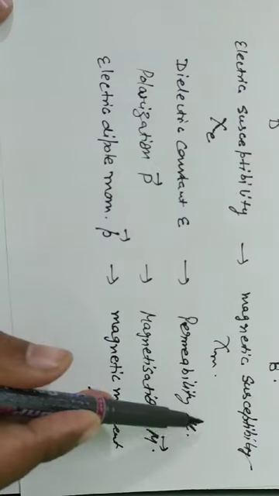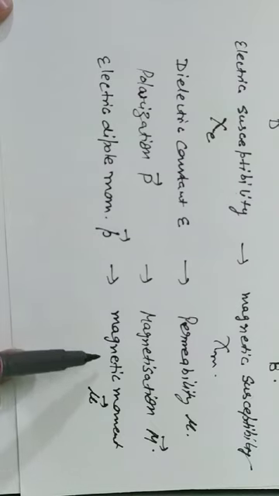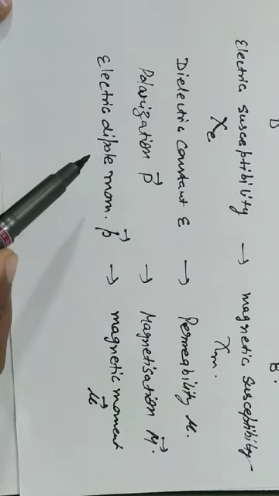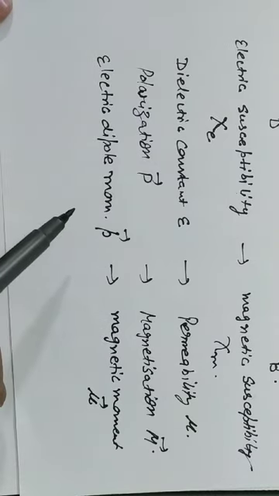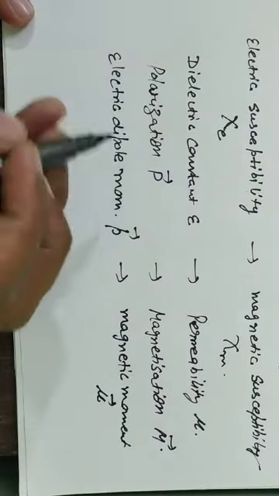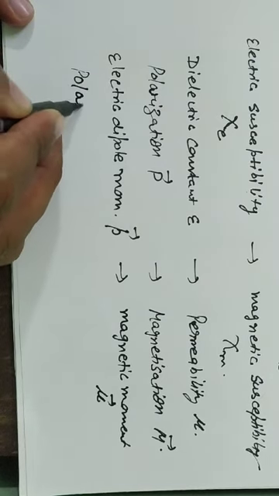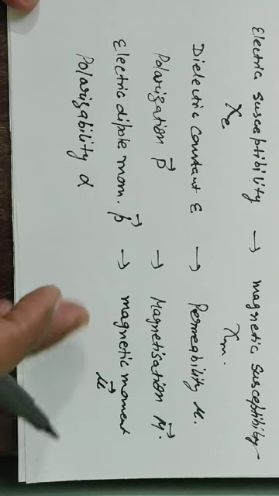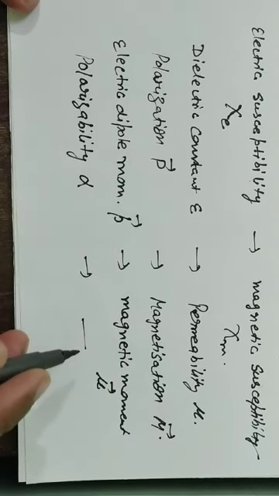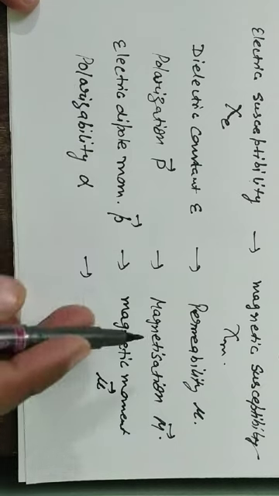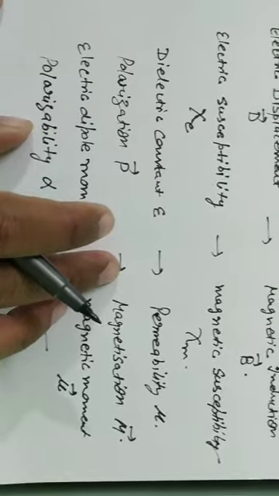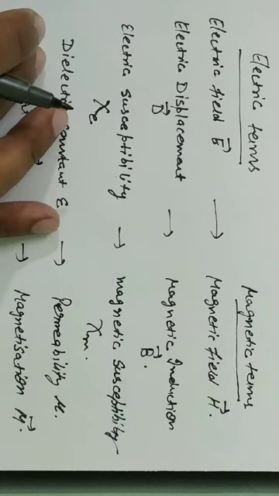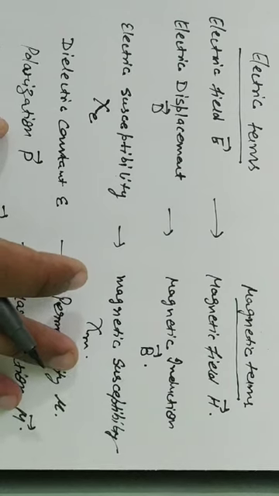These are different: permeability is a scalar quantity, and magnetic moment, mu vector, is a vector quantity. In the same way, polarization is capital P vector, and electric dipole moment is small p vector. And next we have, in electric terms, polarizability, alpha. Corresponding to this, we don't have anything in magnetic terms. So there is no polarizability in magnetic terms. So these are the terms which relate to each other. Their origin is basically the same in terms of electric component and in terms of magnetic component.